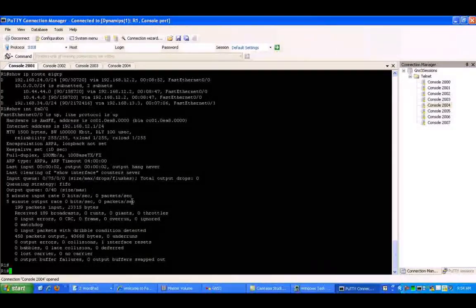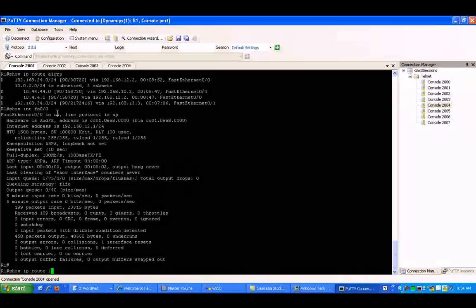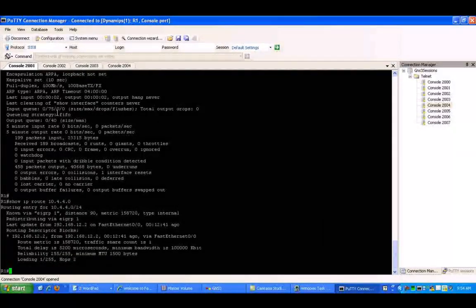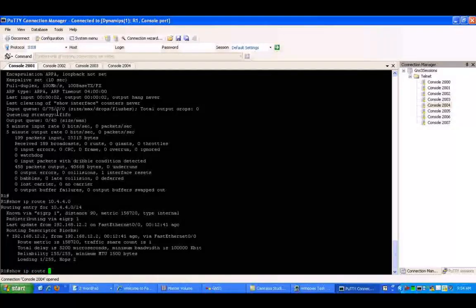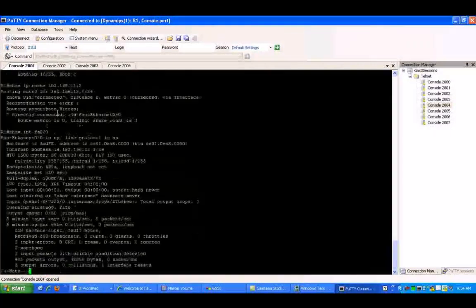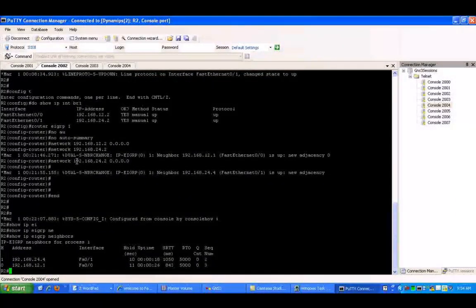What we need to figure out is the lowest bandwidth across all the links. So we have 100,000 kilobits here on router 2. If I do a show IP route on 10.4.4.0, it's going to take us to router 2. So again, if I do a show IP route of 192.168.12.2, that's the FastEthernet interface to router 2.